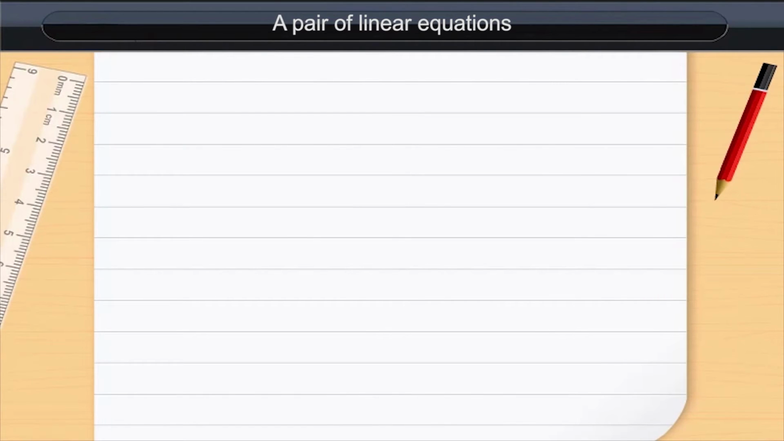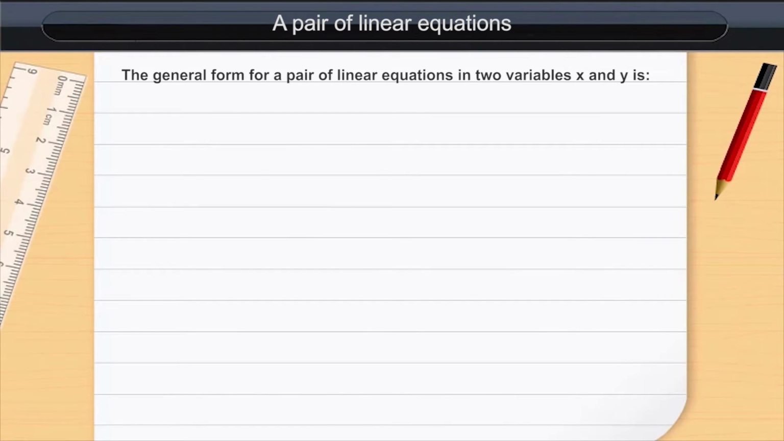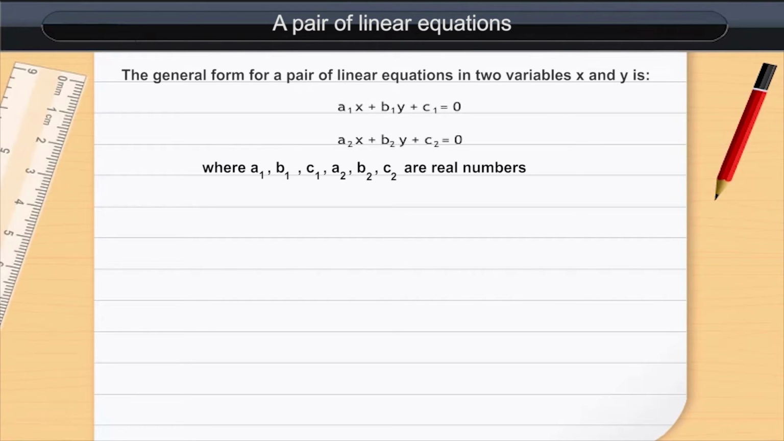A pair of linear equations. The general form for a pair of linear equations in two variables x and y is a1x plus b1y plus c1 is equal to 0, a2x plus b2y plus c2 is equal to 0, where a1, b1, c1, a2, b2, c2 are real numbers, and a1 square plus b1 square is not equal to 0, a2 square plus b2 square is not equal to 0.